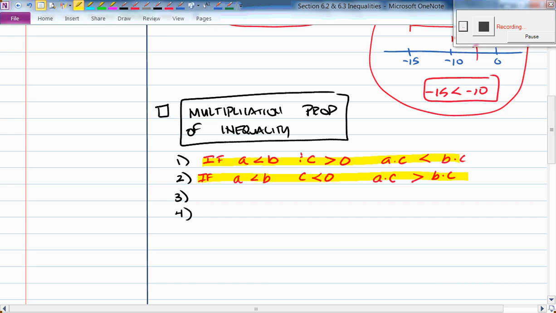All right? And then, of course, we can say, well, if A is greater than B and C is greater than 0, then we're in safe territory. We know that A times C will still be greater than B times C. That's still safe. So these two kind of go together here.